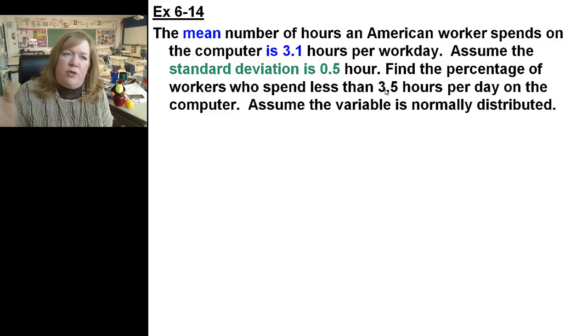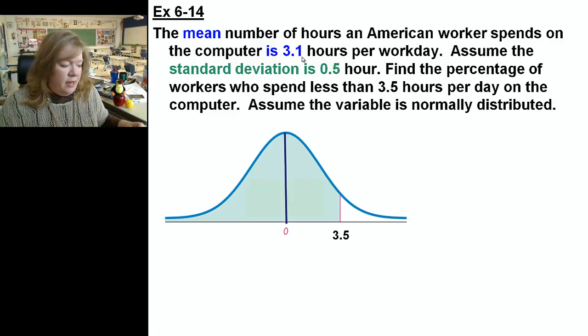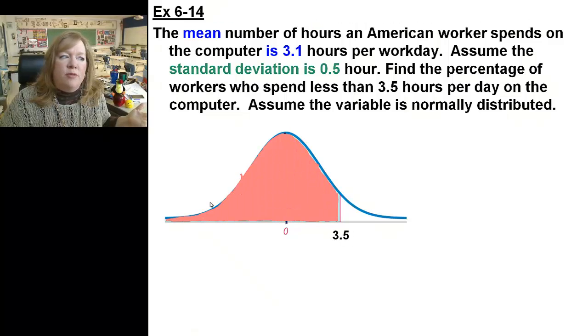So when we draw our picture, the first step is to draw a picture. We're going to have 3.5 or less. Now I put it over on this side because it's larger than the mean. When you look at your little chart, you have to answer the first question. What are you looking for? Am I looking for probability or a data value? Since I am finding percentage, that should clue you in. You're looking for the probability. That's easy peasy. I need the area under the curve for x values less than 3.5. So this is what I'm trying to find.